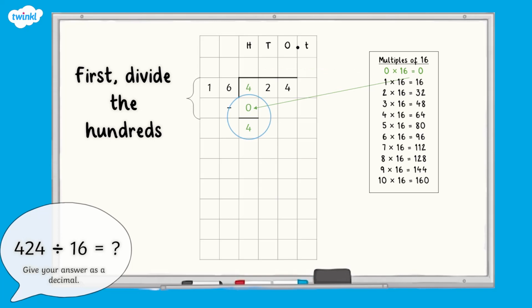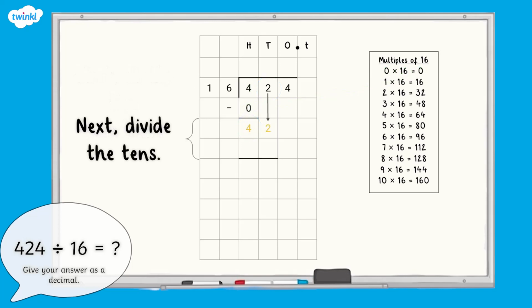We subtract the 0 hundreds, which we have already divided, from the 4 hundreds we started with, which leaves us with 4 hundreds. These 4 hundreds are exchanged for 40 tens and are added to the 2 tens from our dividend, giving us 42 tens. Next, divide the tens. 42 tens divided by 16 equals 2 tens with a remainder of 10 tens.